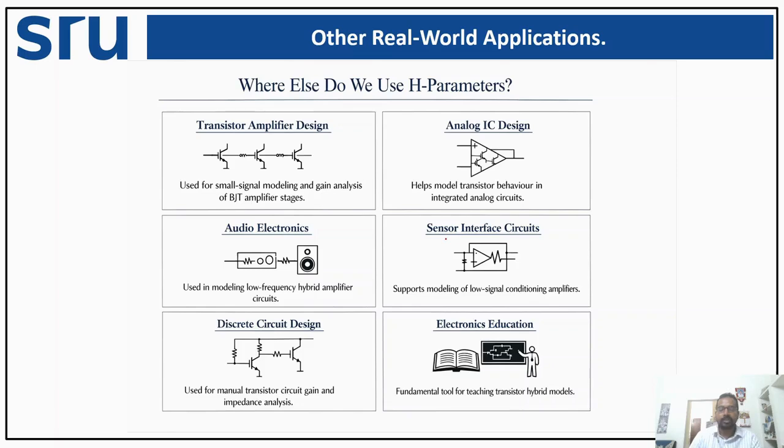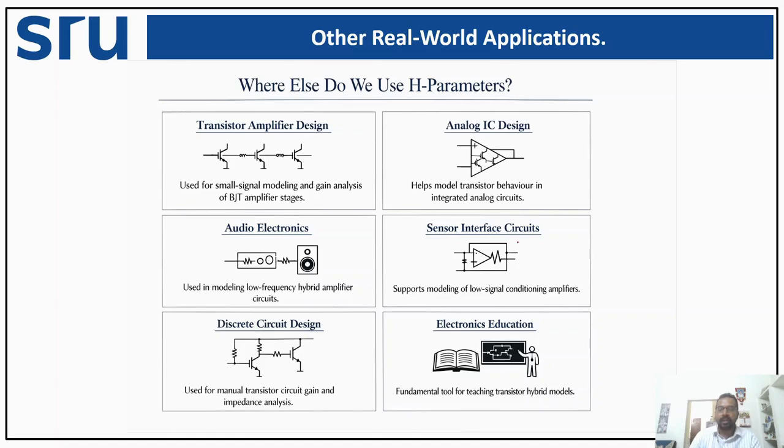Now the next application here is discrete circuit design. When engineers design circuits using individual transistors instead of ICs, H parameters simplify this manual analysis. That is, they allow us to calculate the gain, find the impedance matching, and estimate the stability. This is very important in prototype circuit design.